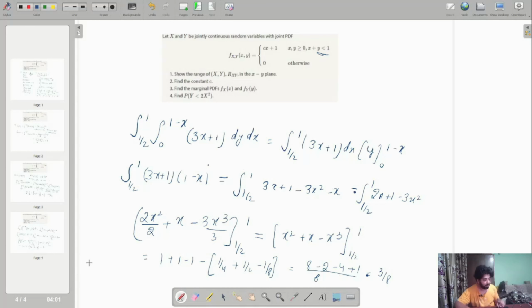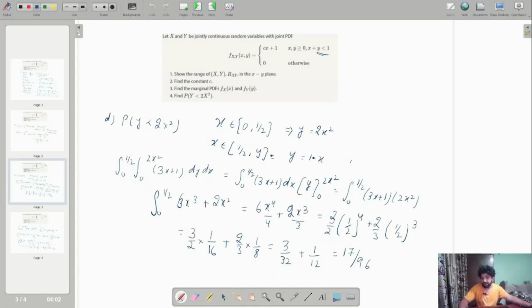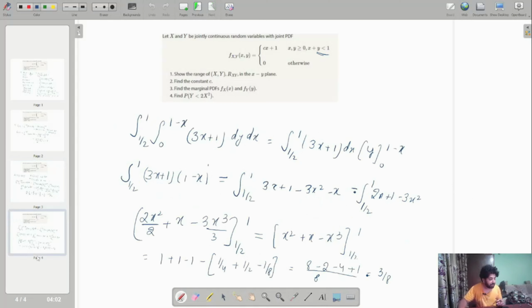So I have here 3/8, and I also have above 17/96. So I can add these two, and once I add this, I'll have the answer. If I add 3/8 plus 17/96, then I can take the LCM, and the answer will be 53/96. So here I can say this is 53/96.